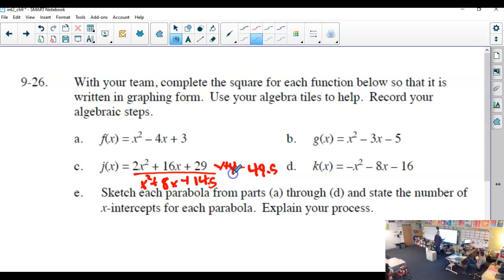So it's like 16. So then 16. Now, wait a minute. Minus 49.5. Where did that come from? 8 squared is. No, it should be 4 squared. It should be a much smaller number than that.